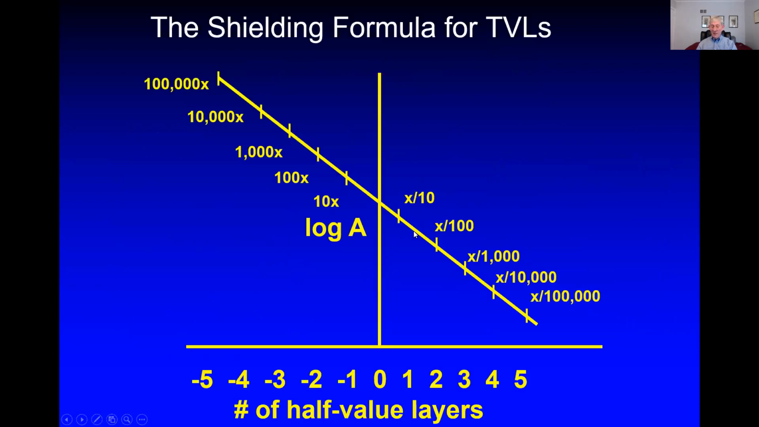Now you're going to see the graph again, and this is still wrong. This should be an I, but the graph itself is perfect. Here we're at our I0. As we add in TVLs, the reading is going from the total value to 1/10, 100th, 1,000th, 10,000th. And as we take layers out, we're going to multiply times 10, times 100, times 1,000, times 10,000, and so on.